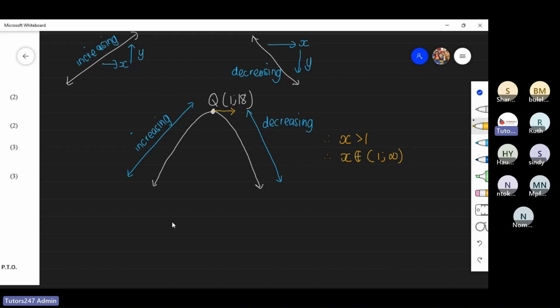Okay. Now, our last question, or I believe our second last question, is 5.6. So let's have a look at question 5.6.